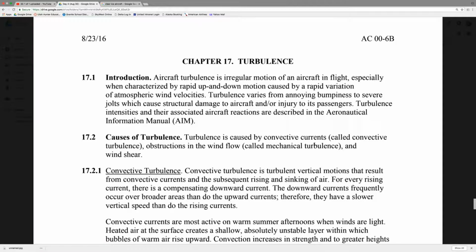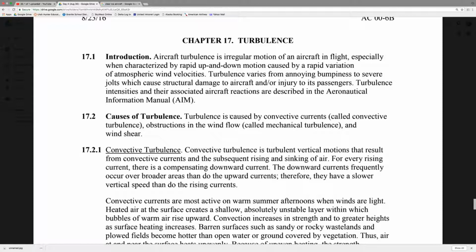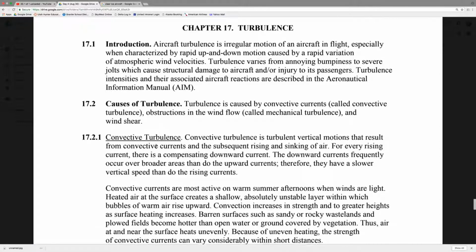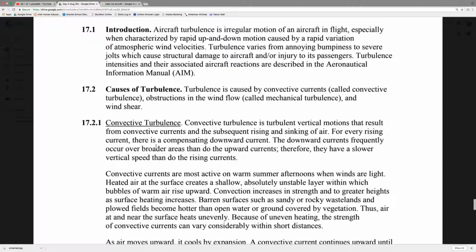Turbulence. Here we go. So causes of turbulence. Turbulence is caused by convective currents, obstructions to the wind flow, and wind shear. Okay. So rapid changes in direction or speed is wind shear. Obstructions in wind flow, we typically call mechanical turbulence.